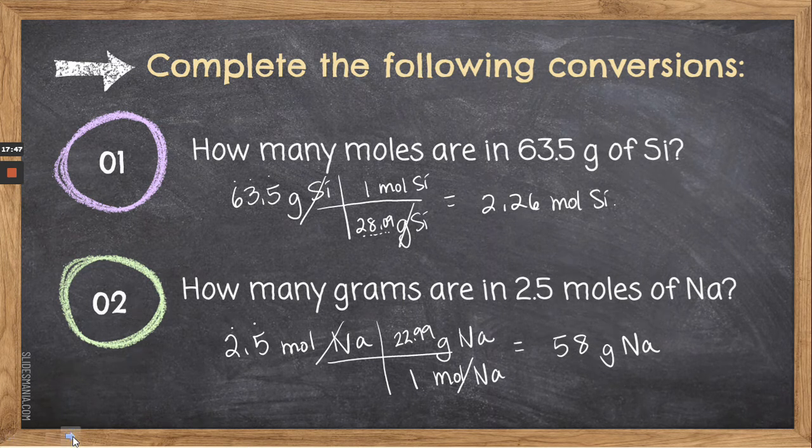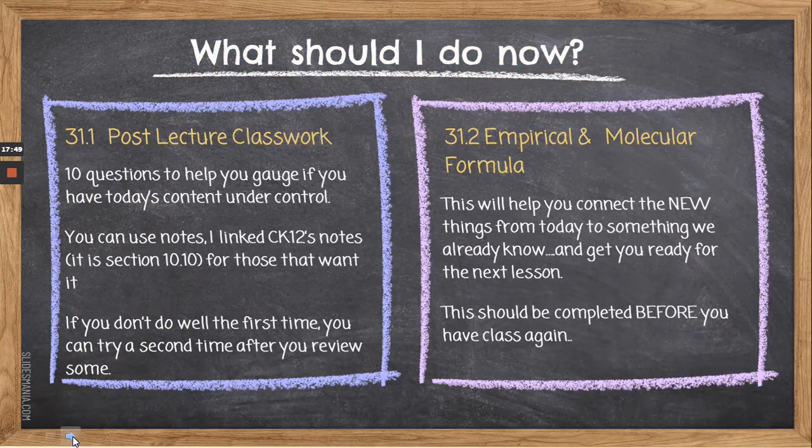So what should you be doing now? This is what we should be doing now. There are 2 assignments that go with this half of the week. So we have the classwork, which is the 31.1 post-lecture classwork. There are 10 questions that I have linked for you in CK12 to help you gauge if you have today's content under control. You can use your notes, right? I also linked the CK12 note page for you if you like that kind of thing. I know some of you do.